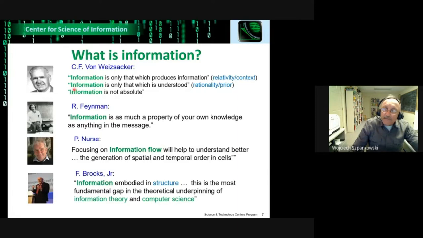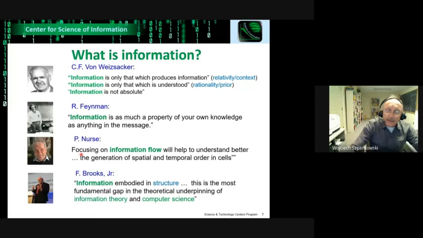Finally, he also says information is only that which is understood. And I think Richard Feynman explained it very well. He says information is as much a property of your knowledge as anything in the message. So to explain this, if you expect a letter, whether you get an award or admission to a college or not, the whole letter might be very long, but the first two words tell you everything, "I regret" or "I am pleased", you know the rest. So you have prior knowledge or side information.